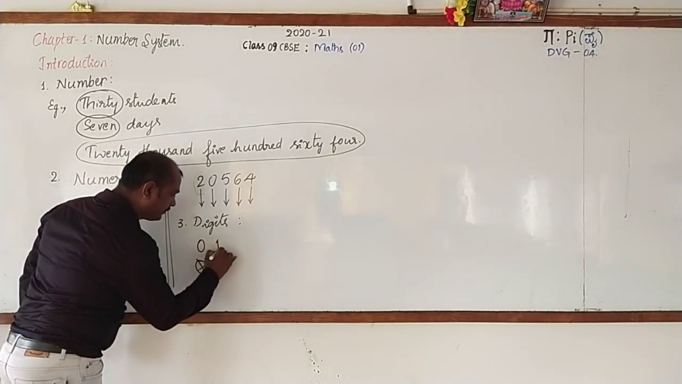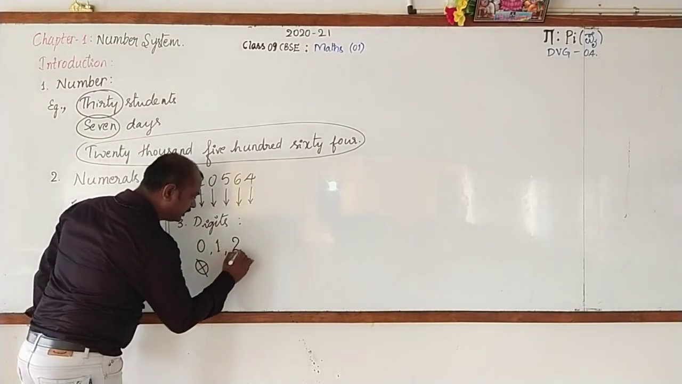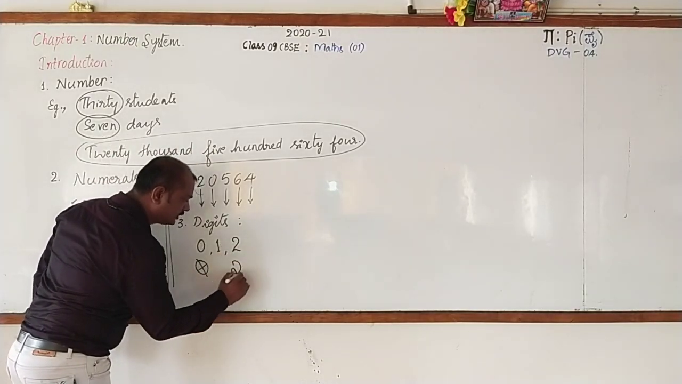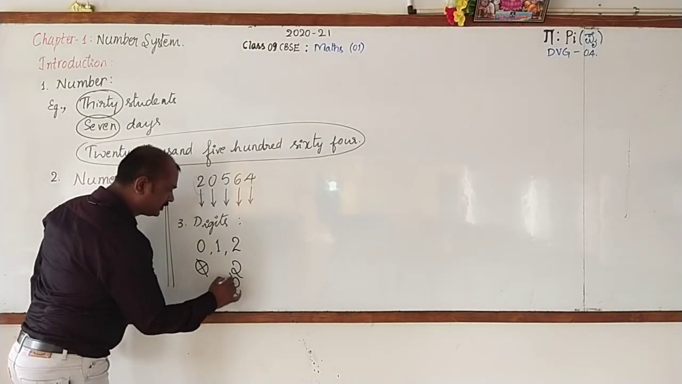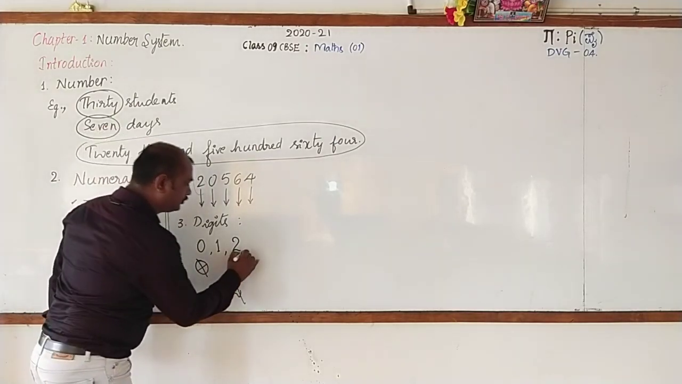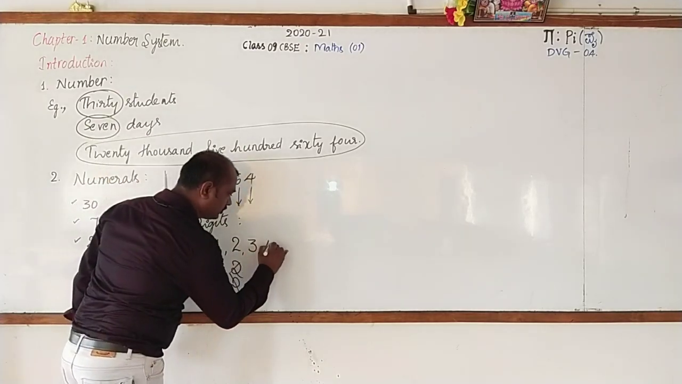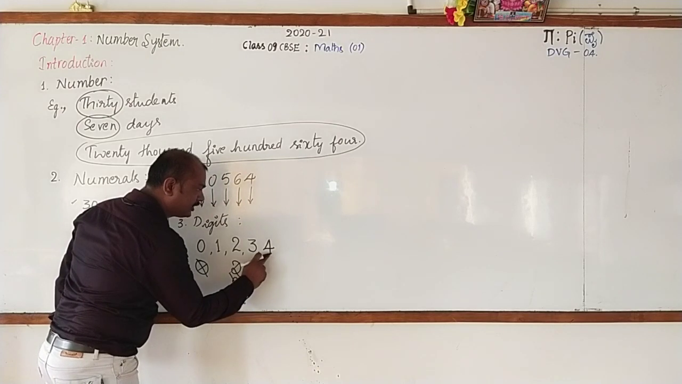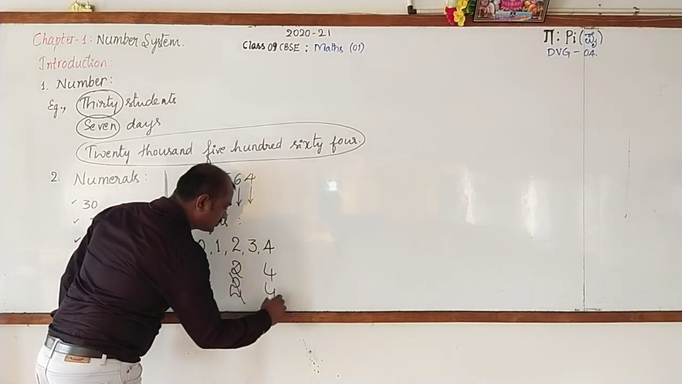1, this is the way. And 2 should be written like this only, not like this. Some will go for it in a stylish way, like this. These are not acceptable. 3, this is the way. 4 should be written like this. It is the internationally accepted symbol, not like this, not like this.